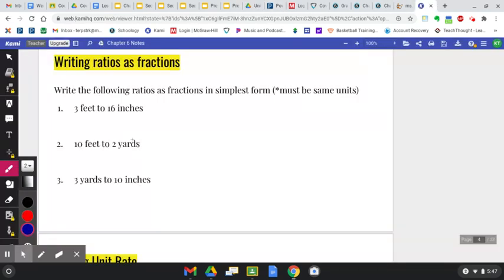So the first thing I want to do is change it to the same unit. So it's 3 feet to 16 inches. I'm going to change this into inches, and I know that there's 12 inches per foot, right? So I'm going to times that by 12, and I'm going to get 36 inches to 16 inches. And what I'm going to do is write that as a fraction, 36 over 16.